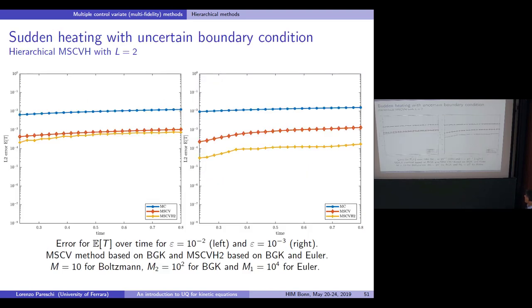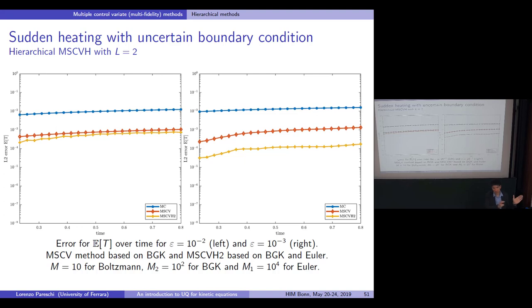And this is, for example, just to show you what happens, the problem we call the sudden heating, the case where we have an uncertain boundary condition, and I'm using this hierarchical approach with just two levels. Basically, I solve the Boltzmann equation for a certain number of samples. I solve the BGK for a larger number of samples, and then I solve Euler for an even larger number of samples. Then I use the BGK in order to reduce the fluctuations in the Boltzmann solution, but in order to apply the BGK to the Boltzmann solution, I need to compute the estimate of the BGK. So to compute the estimate of the BGK, I use Euler as a control variate for the BGK.